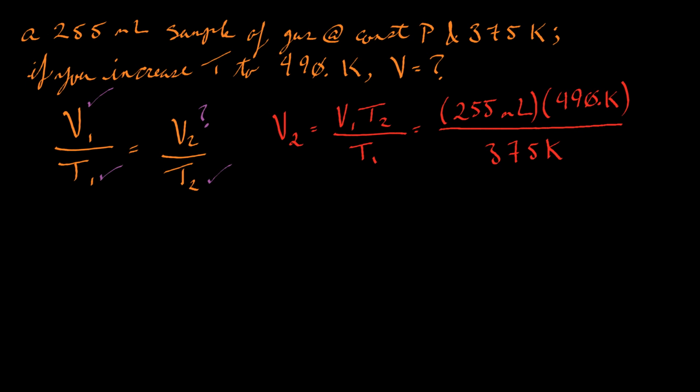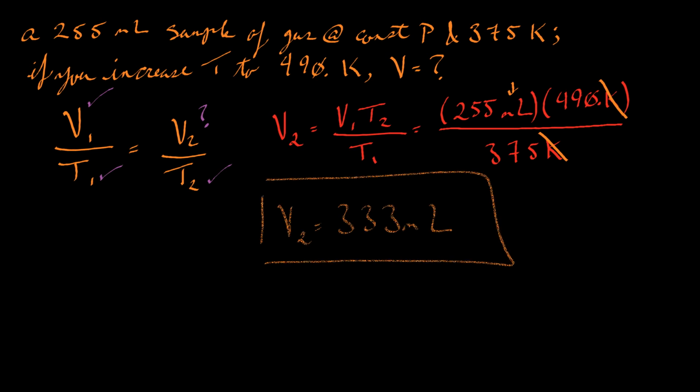We get 255 milliliters times 490 Kelvin divided by 375 Kelvin. The Kelvins cancel out. That leaves us with milliliters. Okay, so our units are going to be milliliters. We're looking for volume. Our units are volume. That's good. We do a little bit of math on the calculator, and we find that the final volume is 333 milliliters. That is a nice, simple example of a Charles's law problem.